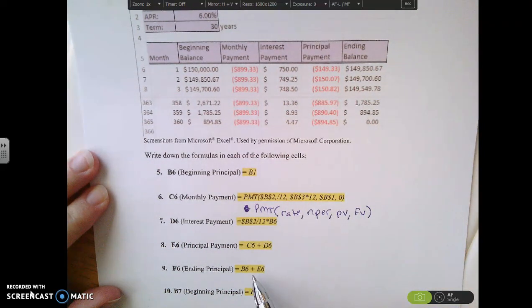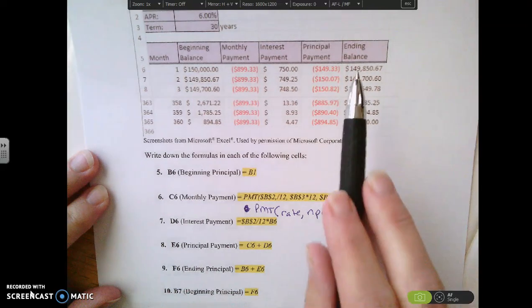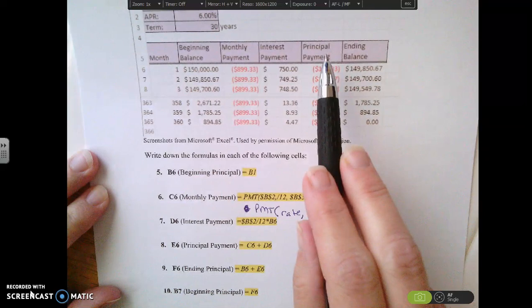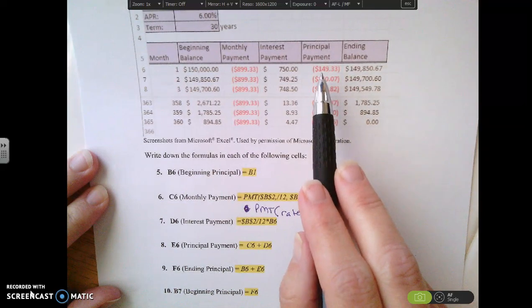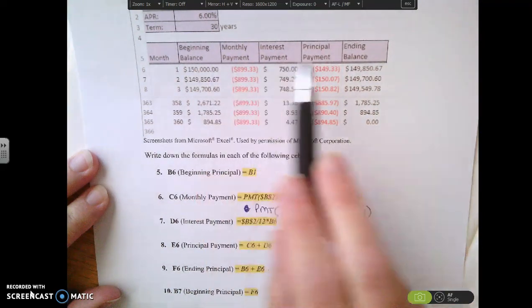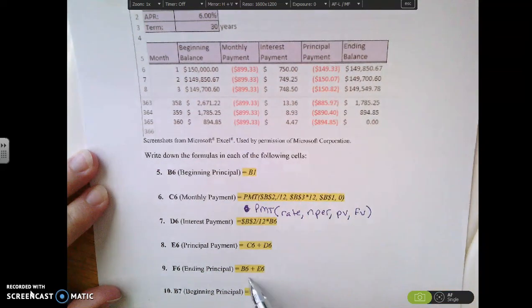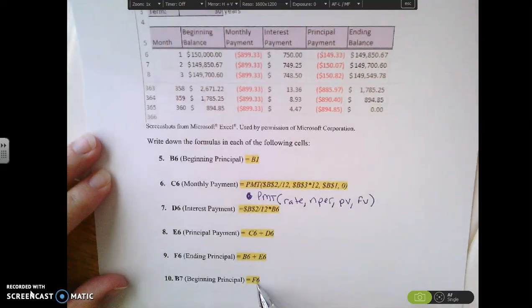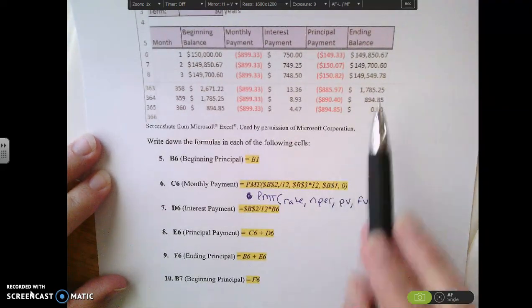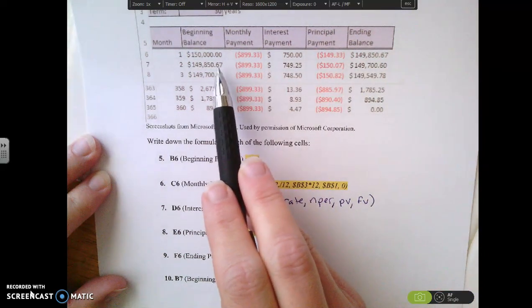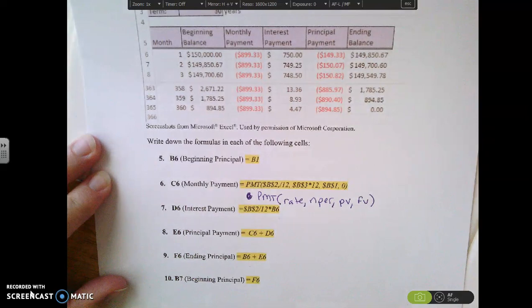The ending balance is going to be the amount of the beginning balance, and I'm going to take away this principal payment, which is already negative. So I actually end up adding them because it's negative, and I end up with that. So B6 plus E6. And then the beginning principal, meaning at the next month, is going to be whatever's in this value pulled over here. So that's going to be equal to F6.